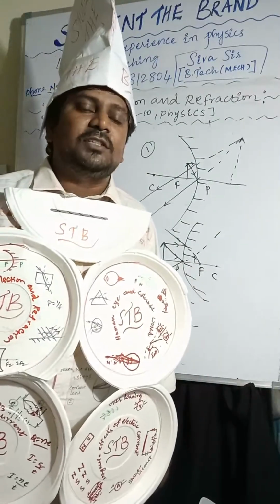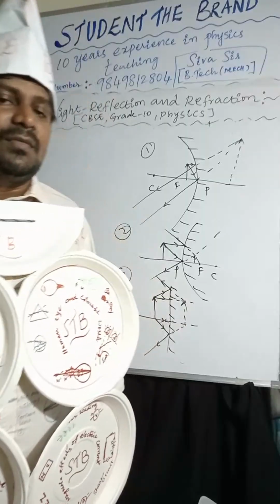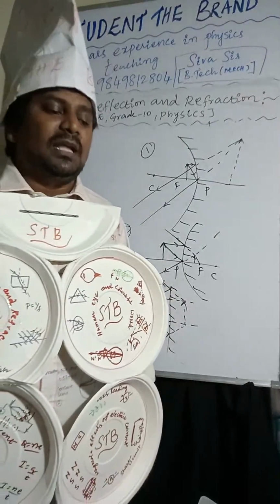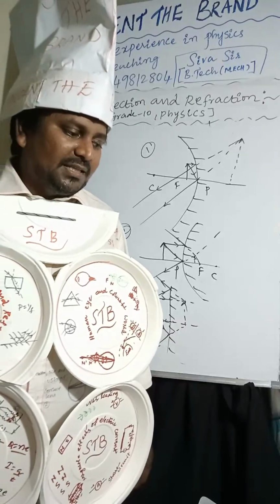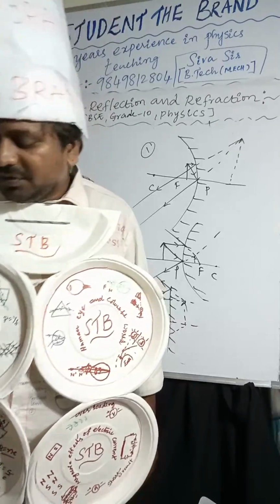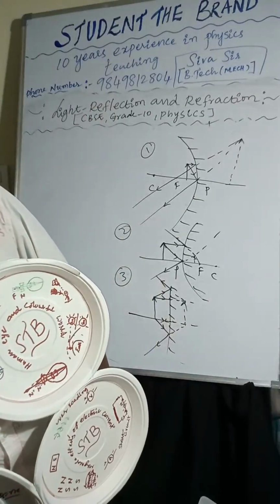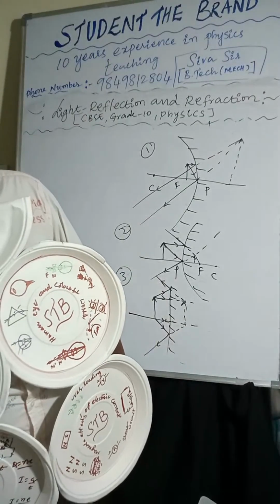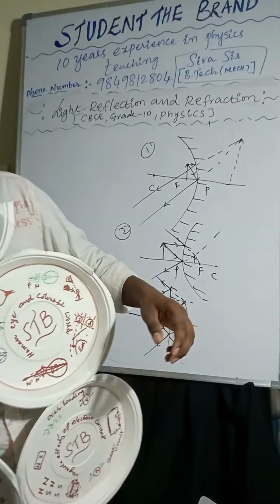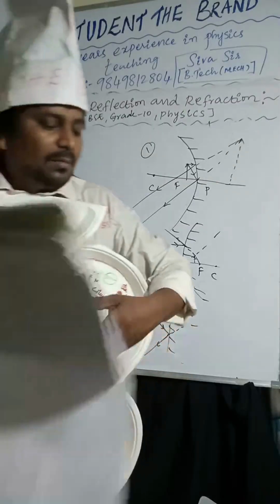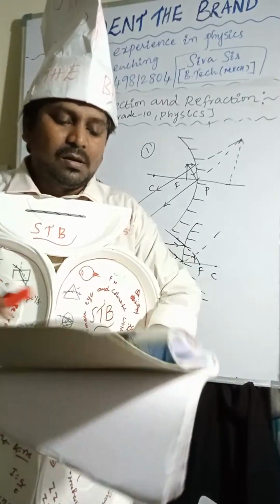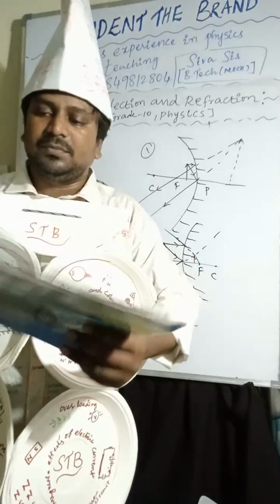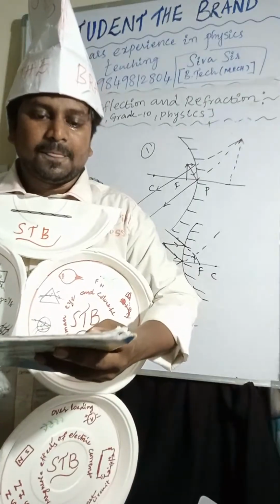So the image is virtual, erect and diminished, or virtual, erect and enlarged, or virtual, erect and same size. By this we can identify. Okay, so I hope it is very clear. So this is about mirrors, image formation, related questions, everything.